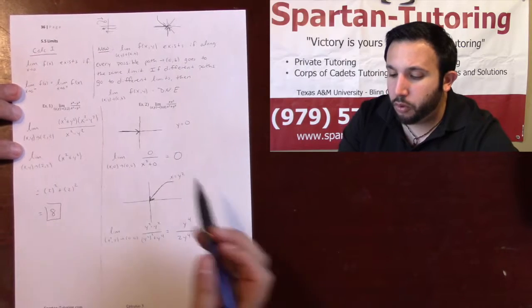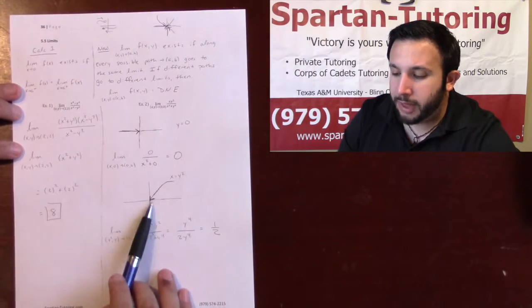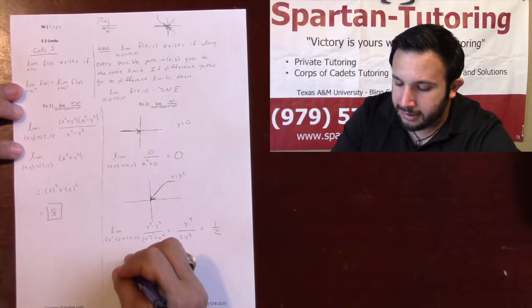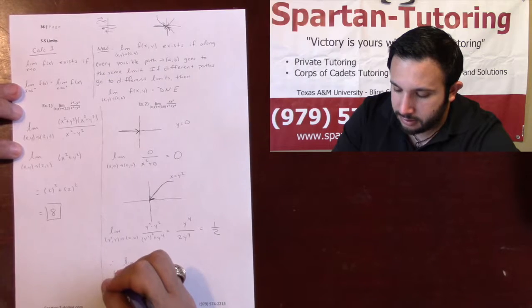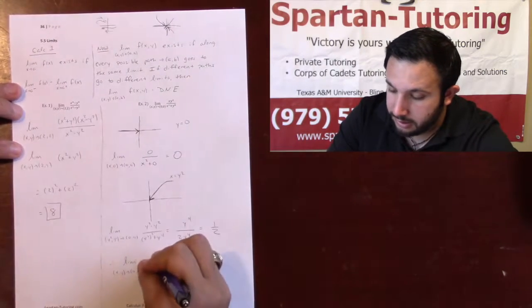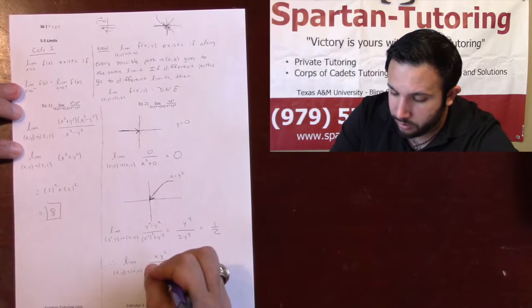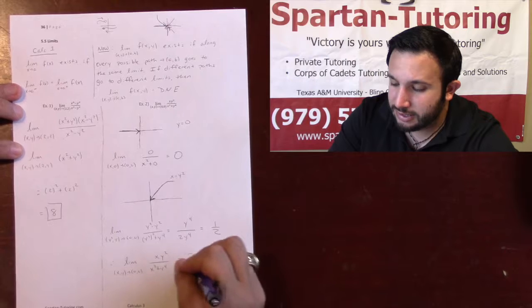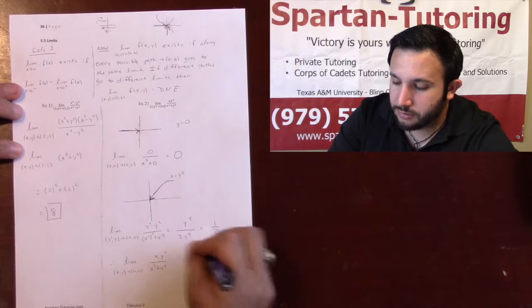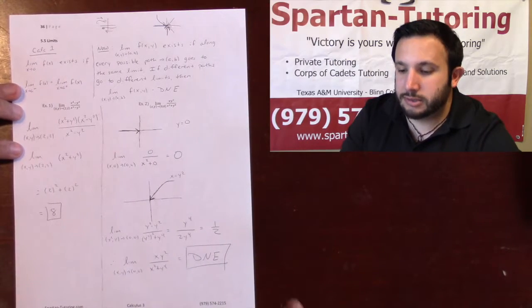And so, since along one path it went to 0 and along another path it went to 1/2, we can say that the limit as (x, y) approaches (0, 0) of x y squared over x squared plus y to the 4th does not exist, because you went to different z values depending on which path you took to get to that point.